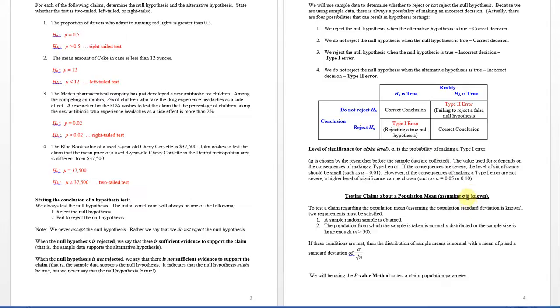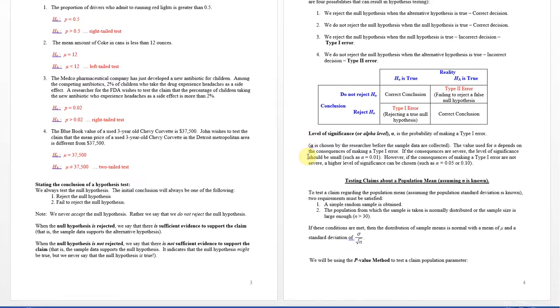This is why I said that we are looking at what we call alpha, which is the level of significance, and it's the probability that you make a type 1 error. That's the one we're mainly concerned with. So when looking at the value for alpha, we want to look at those consequences, and we don't want to make that error, so we want to keep that small in general because errors are bad.